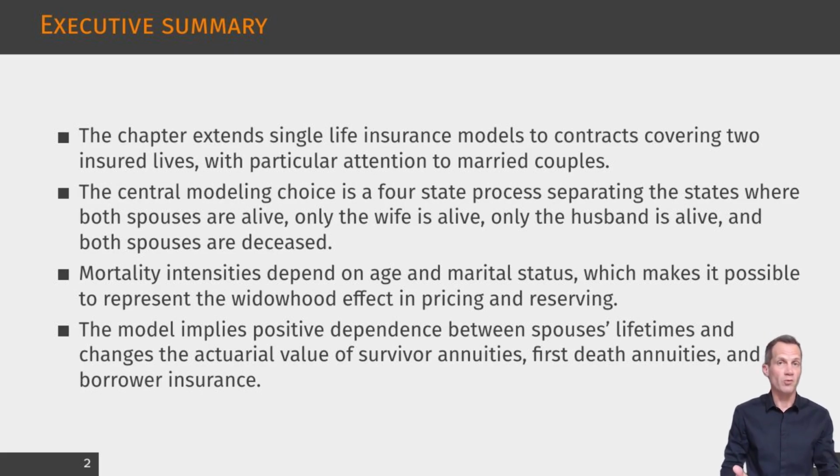This is how the model incorporates the widowhood effect, namely the empirical observation that mortality may rise after the loss of a spouse. The chapter then shows that this mechanism creates positive dependence between spouses' lifetimes. In particular, joint survival can be larger than what would be obtained under independence. This matters for pricing, as last survivor benefits, first death benefits, widows' pensions, and borrower insurance do not react in the same direction when dependence is introduced. The chapter therefore provides both a modeling framework and an actuarial interpretation of the consequences of marital status-dependent mortality.